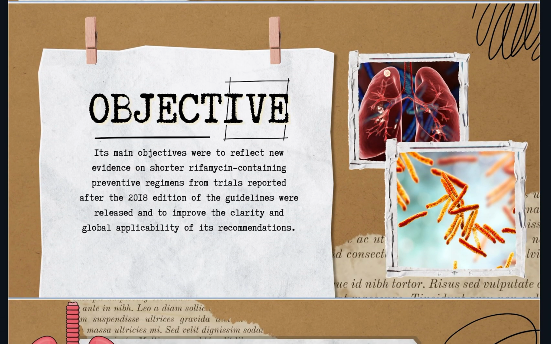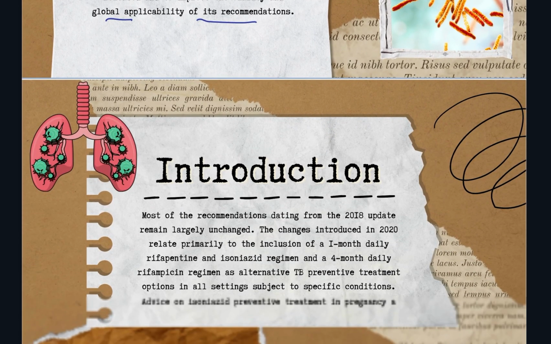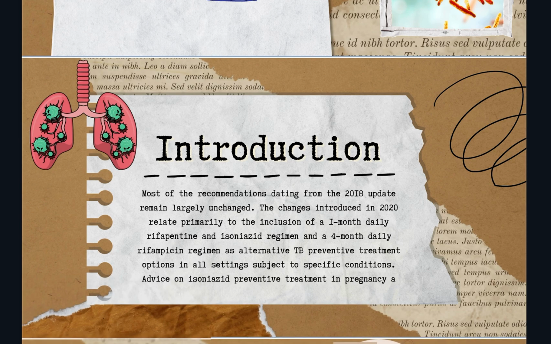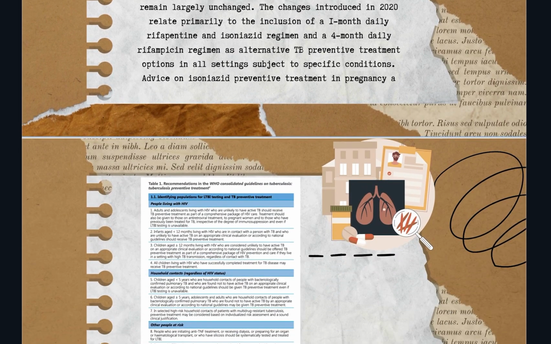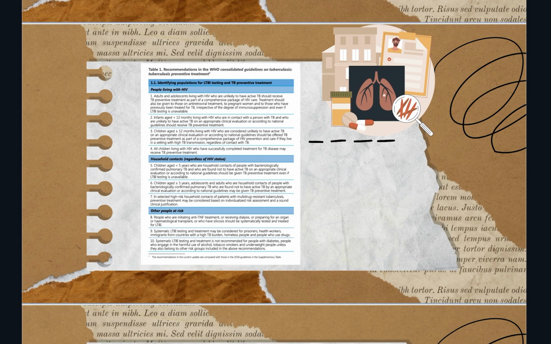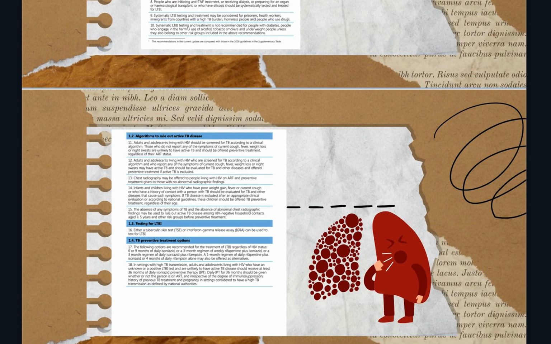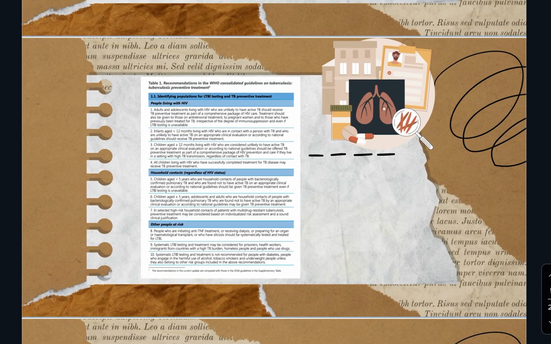What were the objectives of the guidelines? The main objectives were to reflect new evidence on shorter rifapentine-containing preventive regimens from trials reported after the 2018 edition of the guidelines, and to improve the clarity and global applicability of its recommendations. So instead of going to the introduction, I'm going to show you the recommendations themselves, and we will discuss these recommendations one by one.